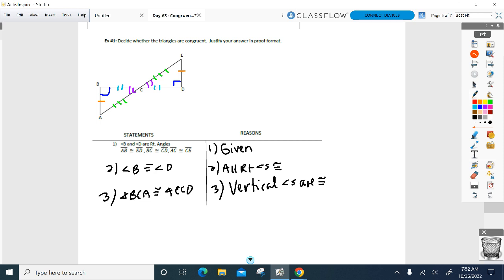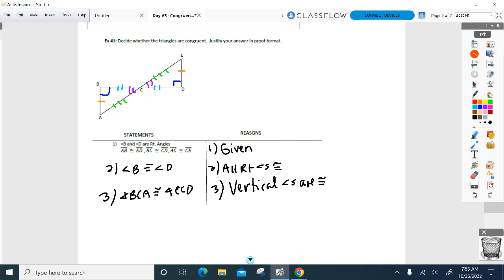The only thing I have left is why is angle A and angle E congruent? And you're not going to know that. That's something new I got to teach you today. How many degrees are in every triangle? 180, right? 180. Look at what you already have. These two angles are congruent and these two are congruent.